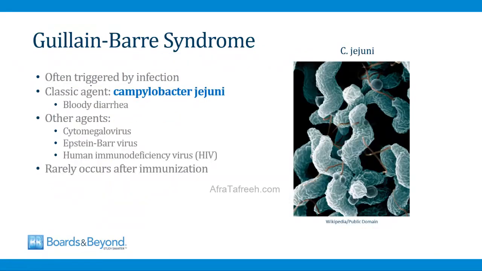Guillain-Barré is usually triggered by an infection, and the classic agent is Campylobacter jejuni, which causes bloody diarrhea. So in a board question, a patient with Guillain-Barré is going to be described as having had a diarrheal illness a few weeks before the onset of symptoms.